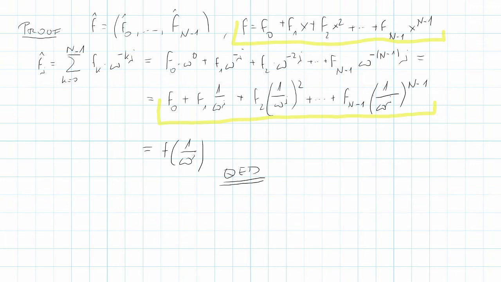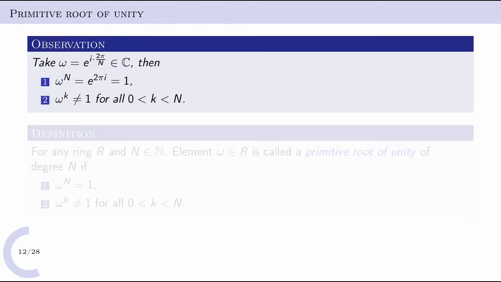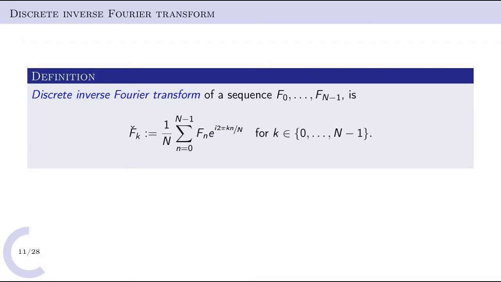So this way we have proved that. Now we will do one more step to generalize our definition, to make it work with not only real sequences but other too. Let us look at this exponent which appears in the definition of the Fourier transform and inverse Fourier transform.